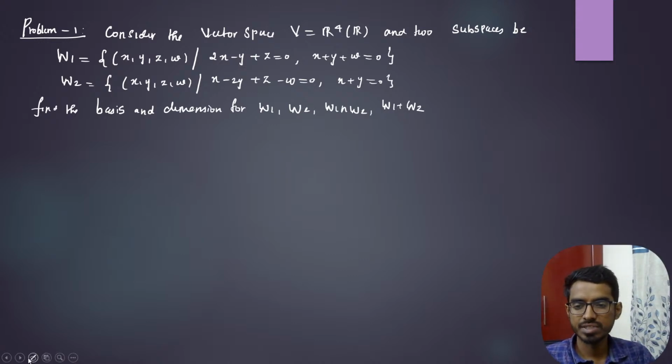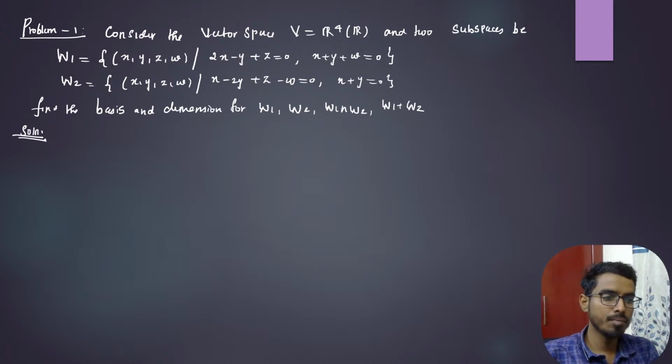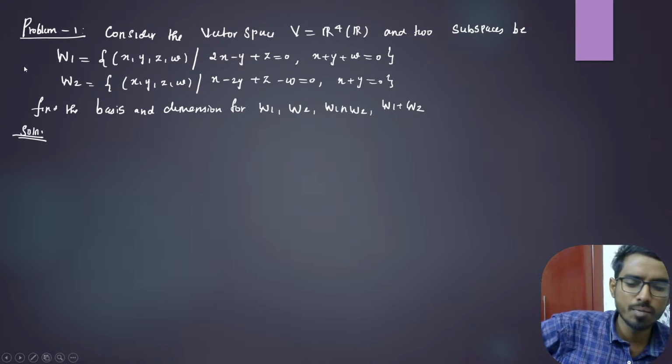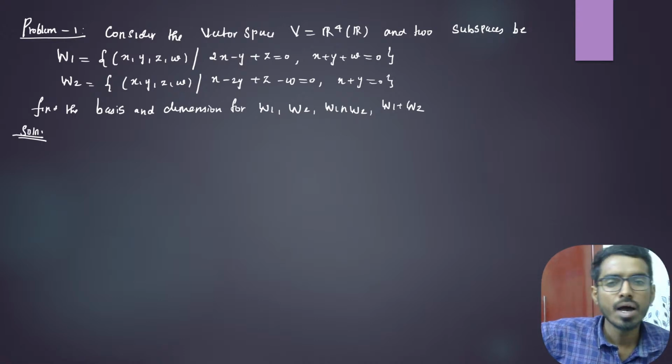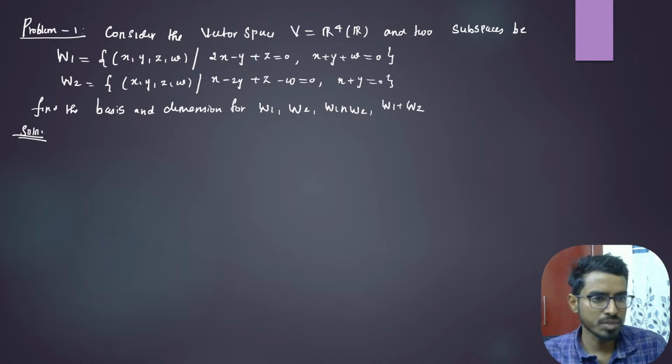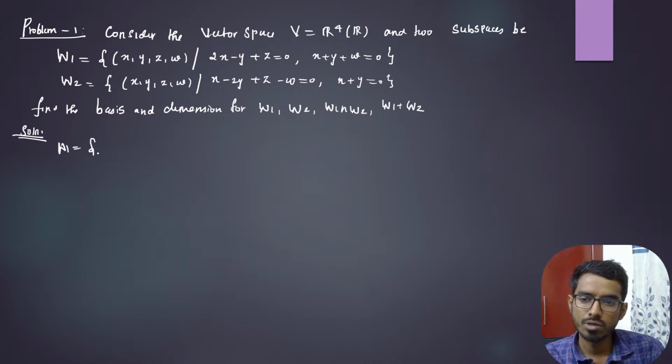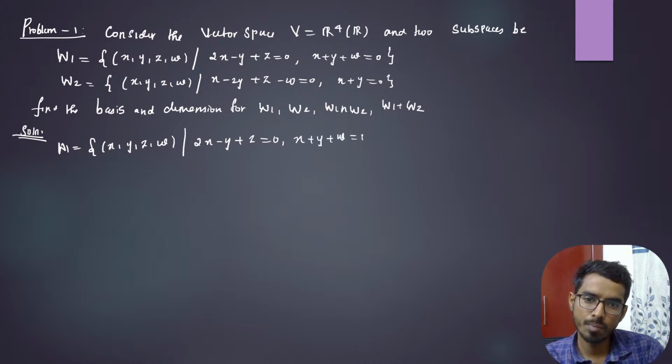So we're going to make use of the previous theorem. Very easy, right? Okay. So first we will find W1. W1 is nothing but the solutions of a homogeneous system, and W2 is also a solution of a homogeneous system. So W1 is all those x, y, z, w such that 2x minus y plus z is equal to 0, comma x plus y plus w is equal to 0. So W1 is the solution space of this homogeneous system. So let us try to find the solution space Ax equal to 0.